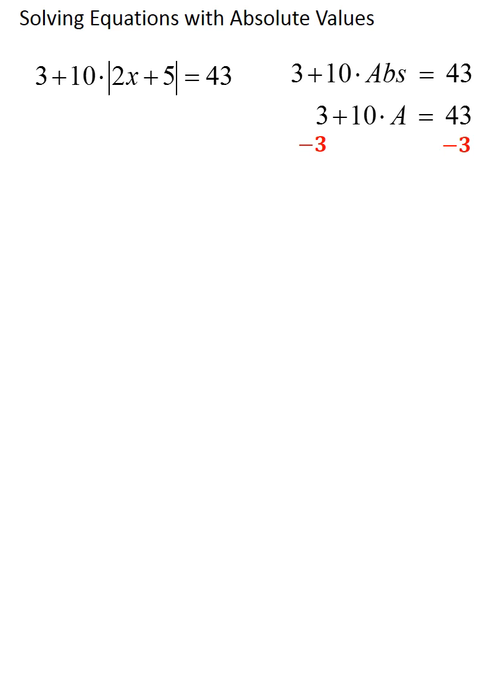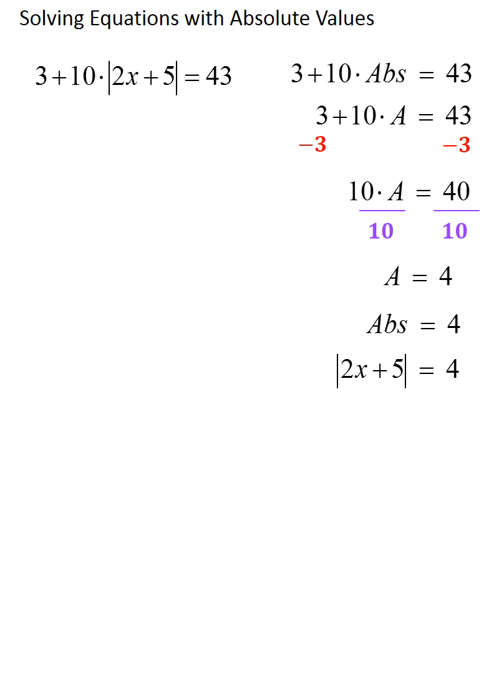Basic algebra here tells us that we should subtract 3 and divide by 10 to find out A. But remember, we're not solving for A. A isn't even in the original problem. A was just a substitute for our absolute value. But what we've managed to do by renaming the absolute value ABS, or simply A, is that we've been able to essentially get the absolute value by itself. We're not done solving this problem, but you can see that we've created a simpler equation out of a more complicated one.